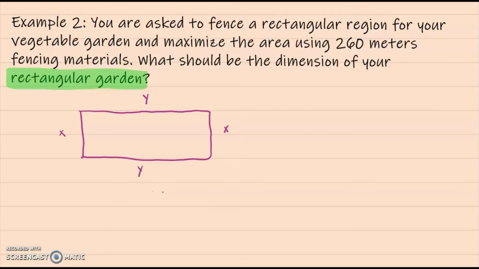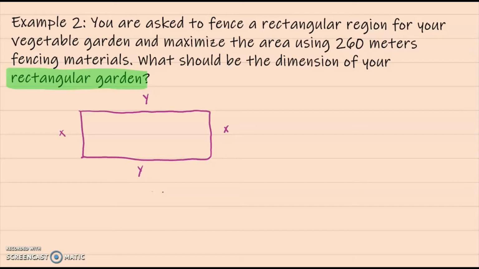There are two formulas that are needed to solve the problem: the formula for finding the area and the formula for finding the perimeter of a rectangle. As stated in the problem, the area must be maximized. So we will use the formula for the area as our optimization equation, and the equation for the perimeter is our constraint.